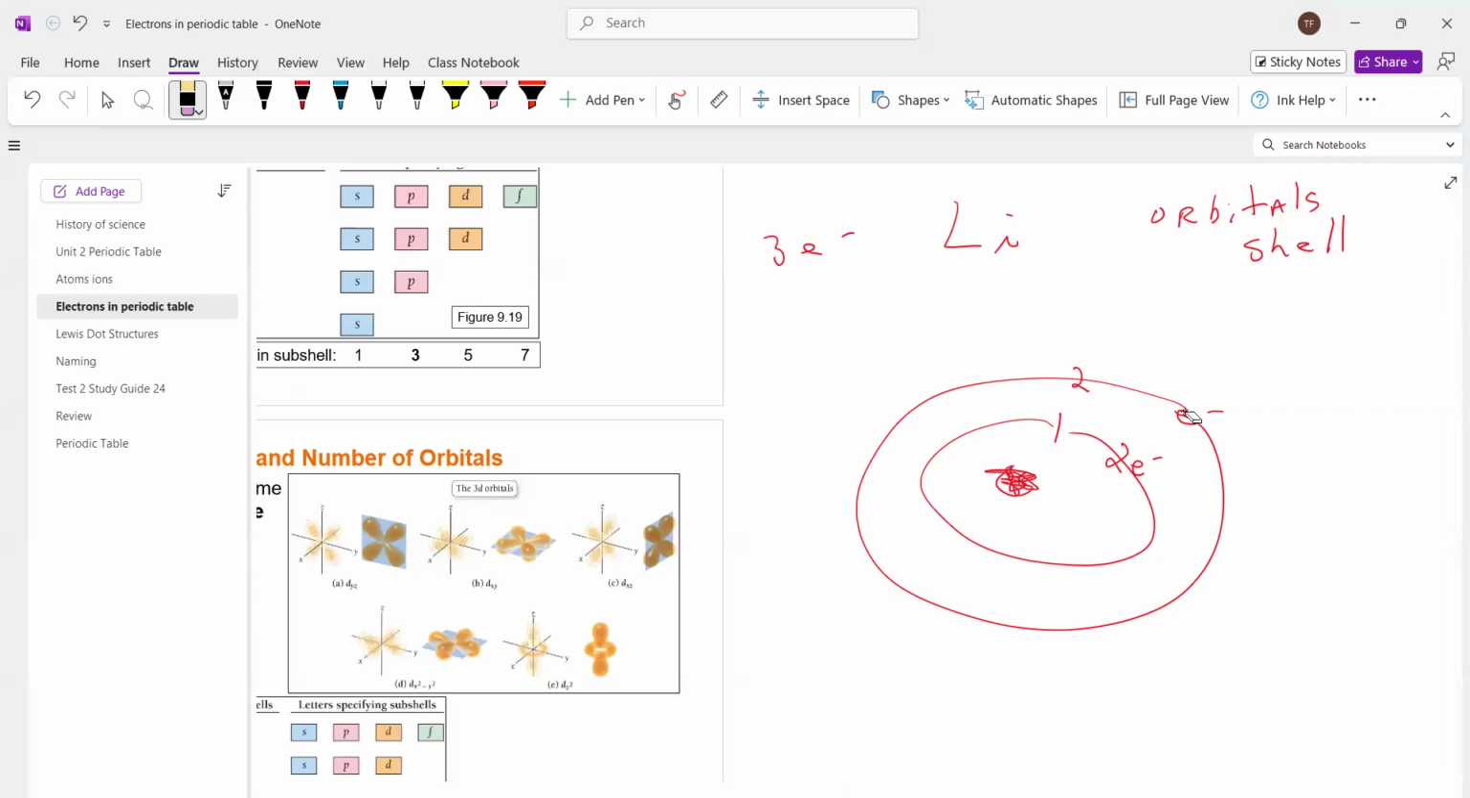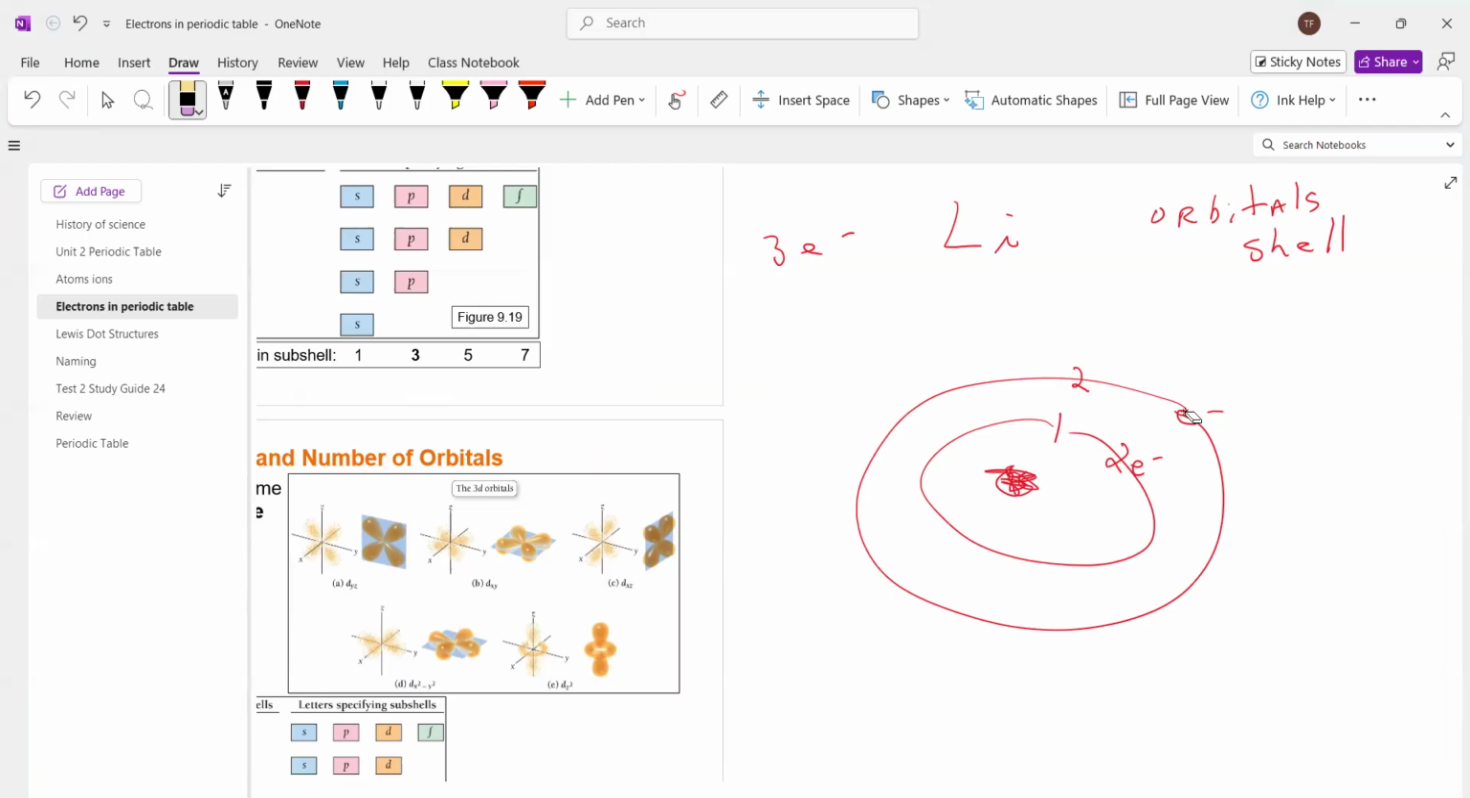Now, we're still talking Bohr now. We're not talking quantum mechanics. One of the problems with Bohr's model is his theories only work with hydrogen, 1 electron. When we get to helium, his theories don't work. So that's why the quantum mechanical model came along to kind of fix Bohr's limitations.